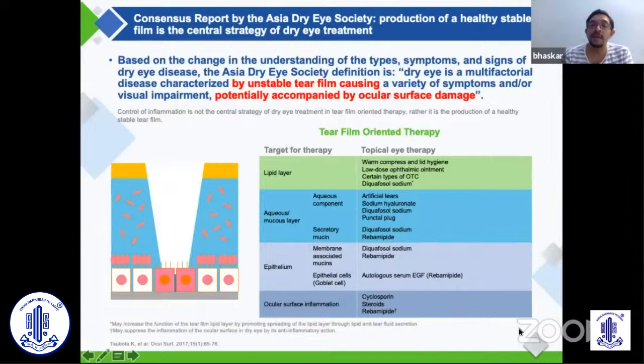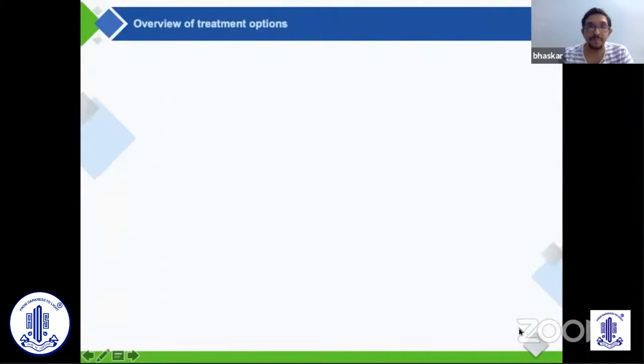And based on the primary component which is affected, they came out with an algorithm as to what would be the lubricating drops or the medications that would be given.